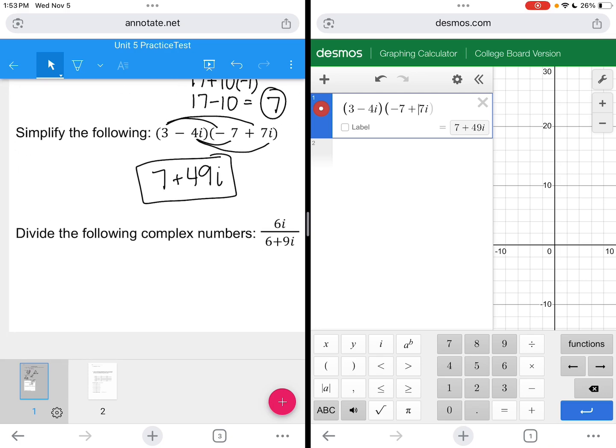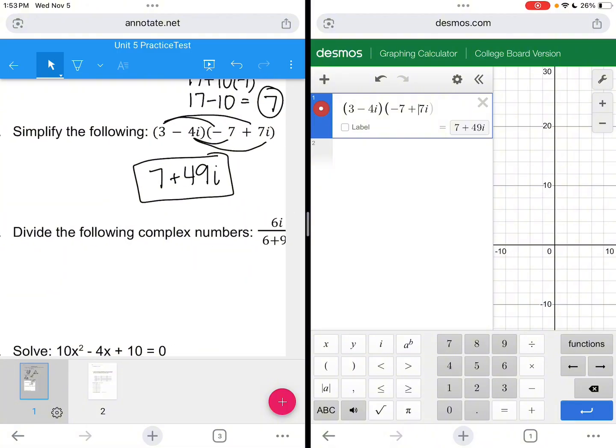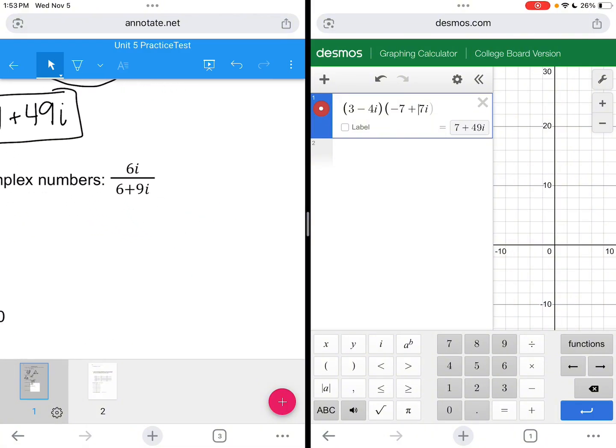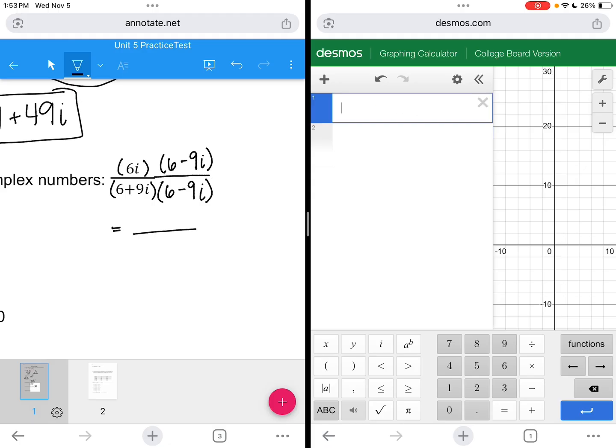Okay. Now remember, when we're dividing, we can't plug the whole thing into the calculator. We can only use the calculator as a tool to help us do our steps. So if we know that we can't have an imaginary number in the denominator, we have to go ahead and multiply by the conjugate. And of course, whatever you do on bottom, you got to do on top. And now we can go ahead and use the calculator to help us simplify the numerator and the denominator.